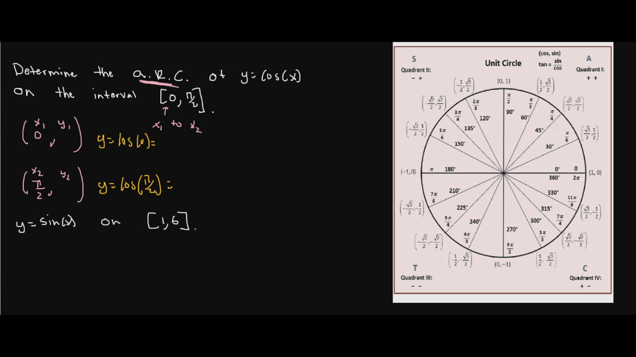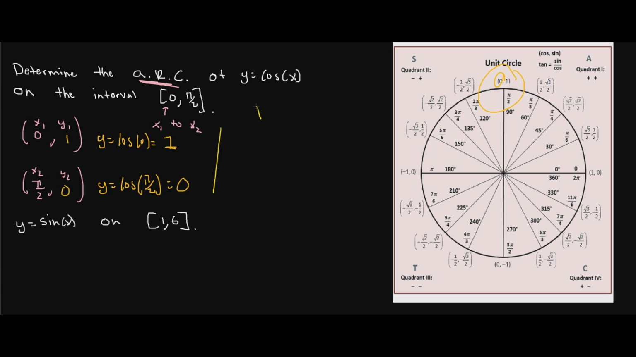Cosine of 0, well, 0 is right over here, and cosine is the x value, so the x value is 1. So let's go ahead and plug in 1. Cosine of pi over 2, well, pi over 2 is right here. Cosine of pi over 2? Well, cosine is your x value, so it's 0. So we get 0. So we got 1, 0.